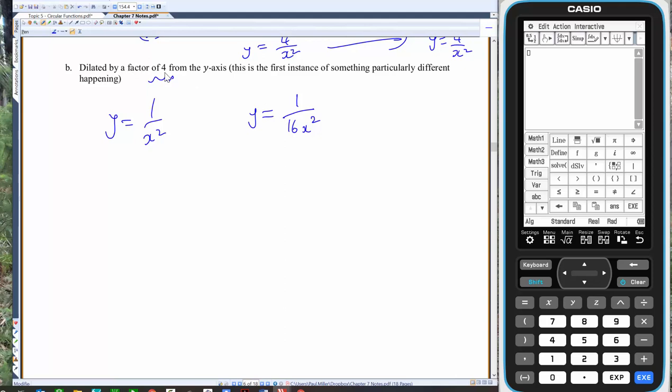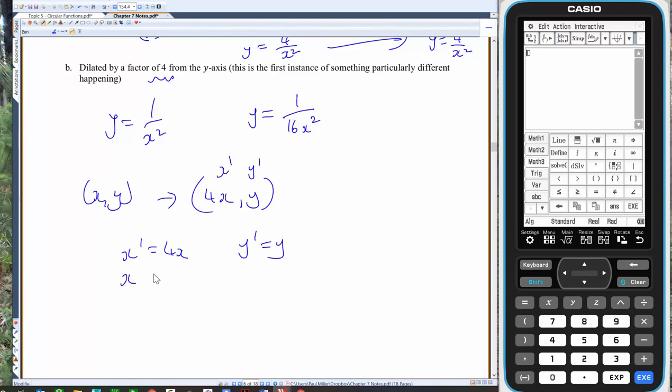Okay, so this is the first instance where I'd say to you that to do this problem, you really need to do mapping. So x comma y maps to, now this is dilation by factor 4 from y, so it changes the x value by a factor of 4. Y stays the same. All right, so now what we're going to do is x dash equals 4x, y dash equals y. All right, x is equal to x dash on 4. Don't need to mess around with that one.